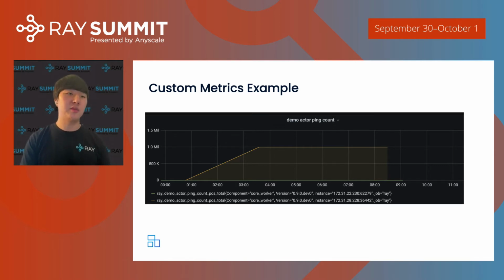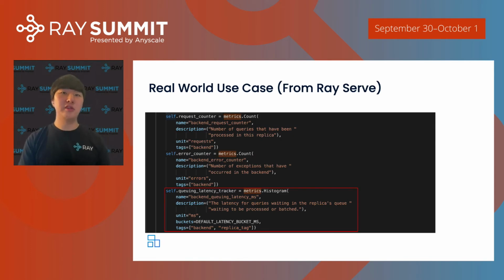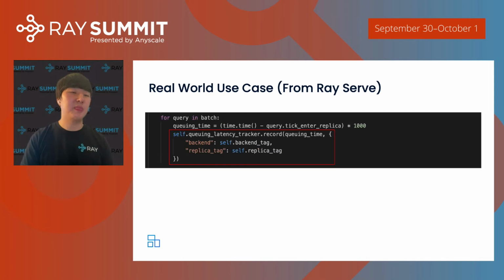In this case, as you might remember, every actor ping incremented the ping count. And you can see the ping count has increased. I was running this script for a pretty long time, so you can see there are 1 million ping counts for 3 minutes. And this is also a real-world example from Ray Serve. Ray Serve is a machine learning model serving library written on top of Ray. You can see it creates 3 different custom metrics: a request counter, an error counter, and a queuing latency tracker. So they can track these metrics.